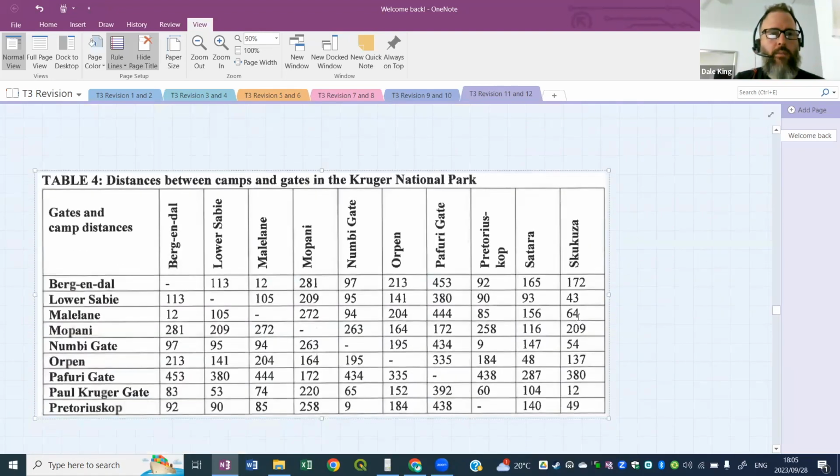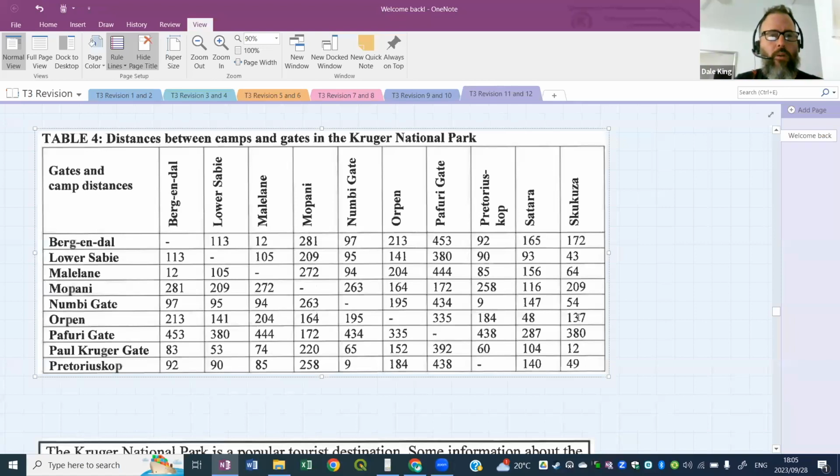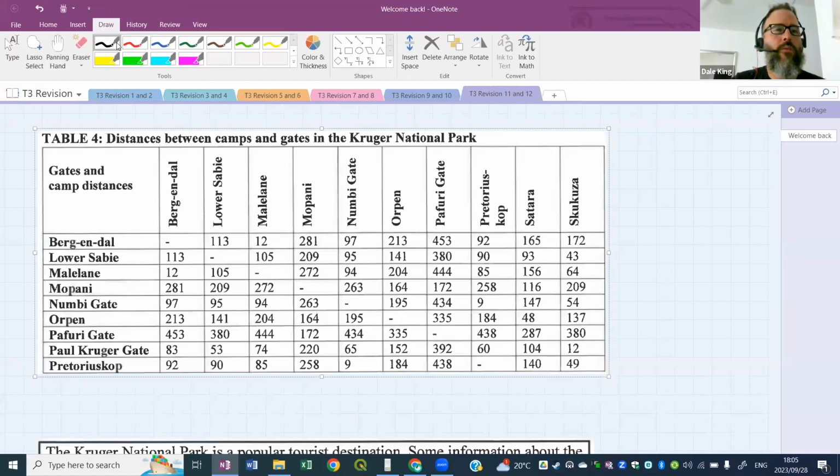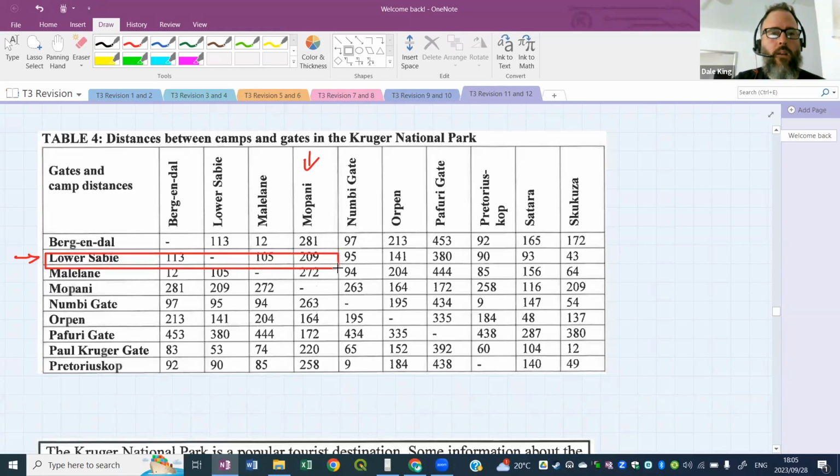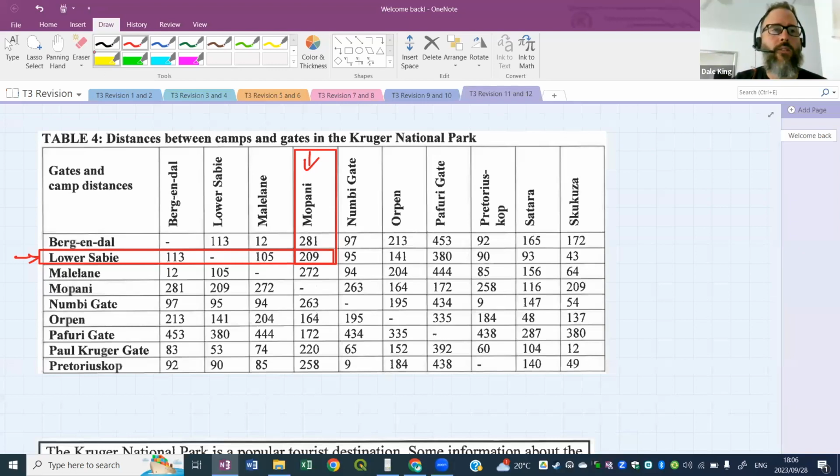By the way, there's also a table here with distances between gates in the Kruger National Park. You sometimes see this table with regards to distances between cities in a country or certain points in an area. So how this works is, for example, if you want to go from the Lower Sabi Gate to the Mopani Gate, you go across on the Lower Sabi row, and then you go down in the Mopani column, and where they meet is 209. So it's 209 kilometers from the Lower Sabi Gate to the Mopani Gate. That's how this table works.